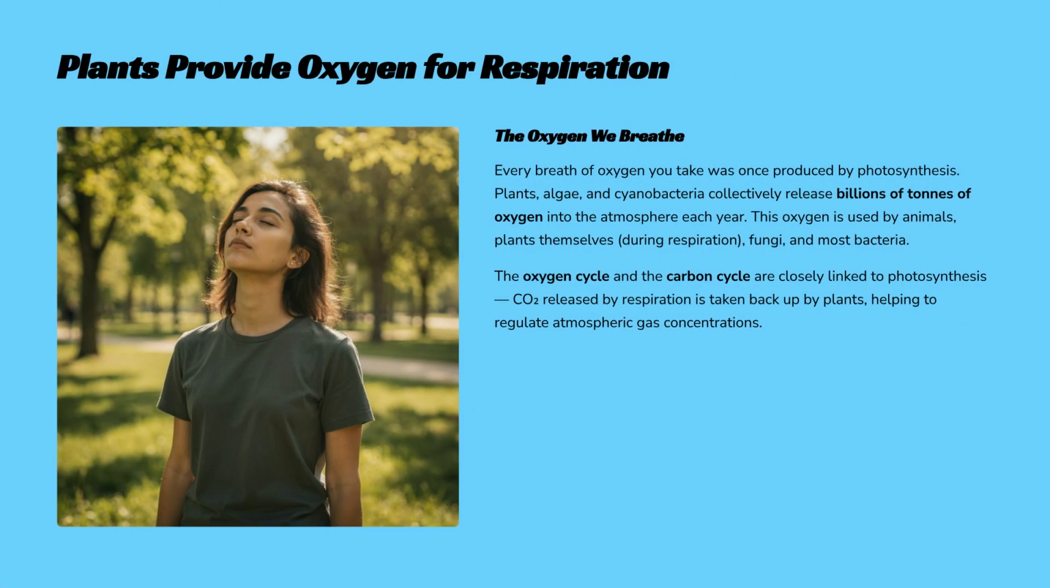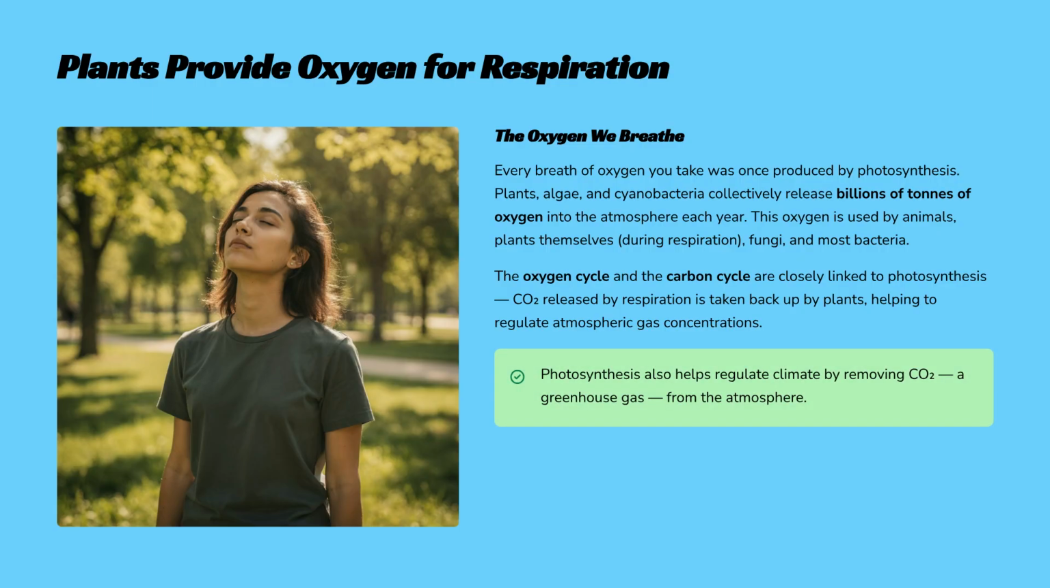Photosynthesis constantly replenishes the oxygen we breathe. This process is closely linked to the carbon and oxygen cycles, helping to regulate atmospheric gas concentrations. It also removes carbon dioxide, a key greenhouse gas, helping to regulate climate.